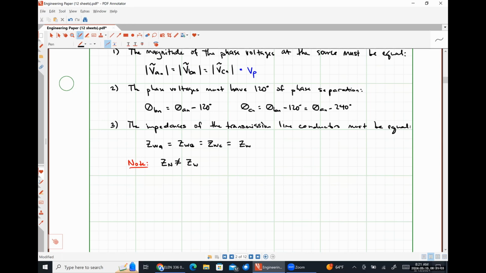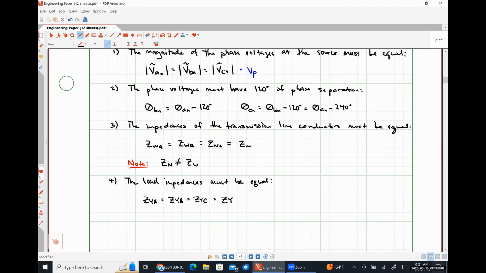Okay, so now let's go to the load side. Okay, so here's our fourth criterion. Load impedances must be equal. So this means that ZYA and ZYB and ZYC are all equal to each other. And so we'll typically just refer to this impedance as ZY.